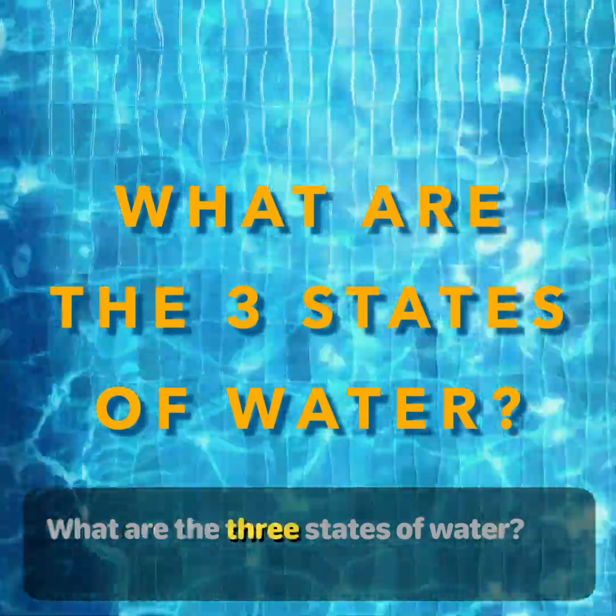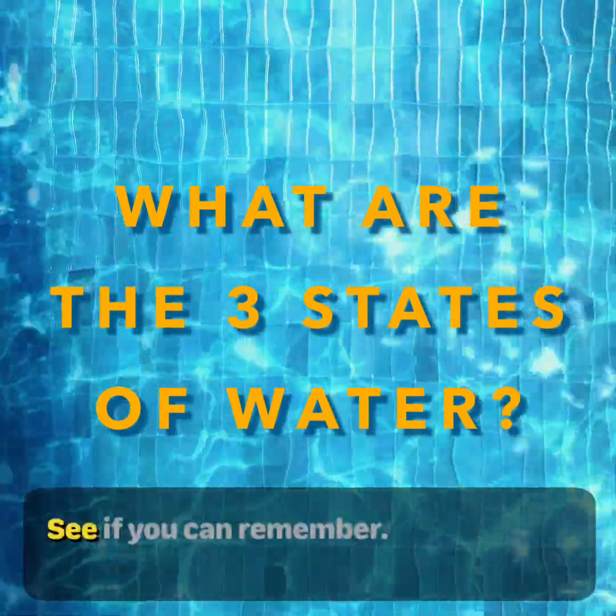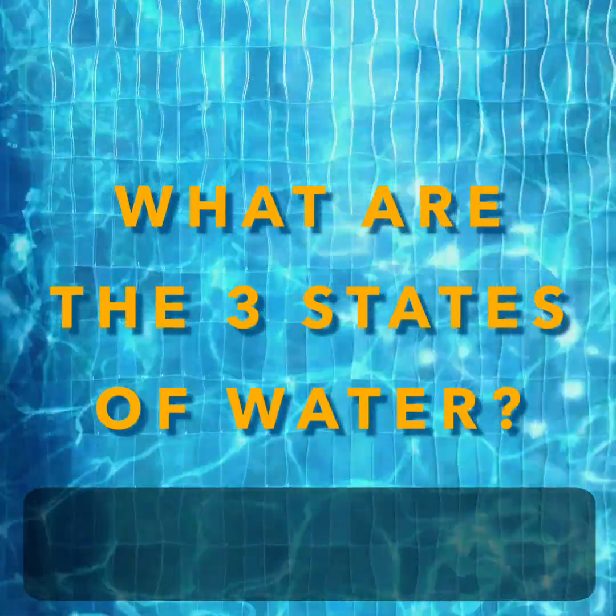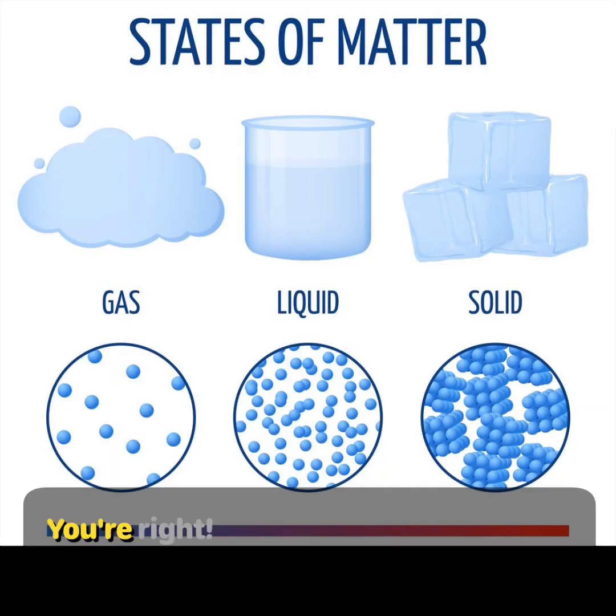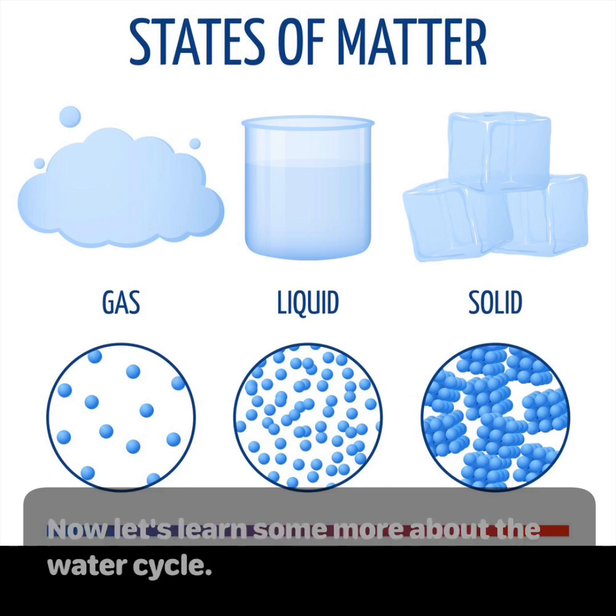What are the 3 states of water? See if you can remember. You're right. The 3 states of matter are gas, liquid, and solid. Good job. Now let's learn some more about the water cycle.